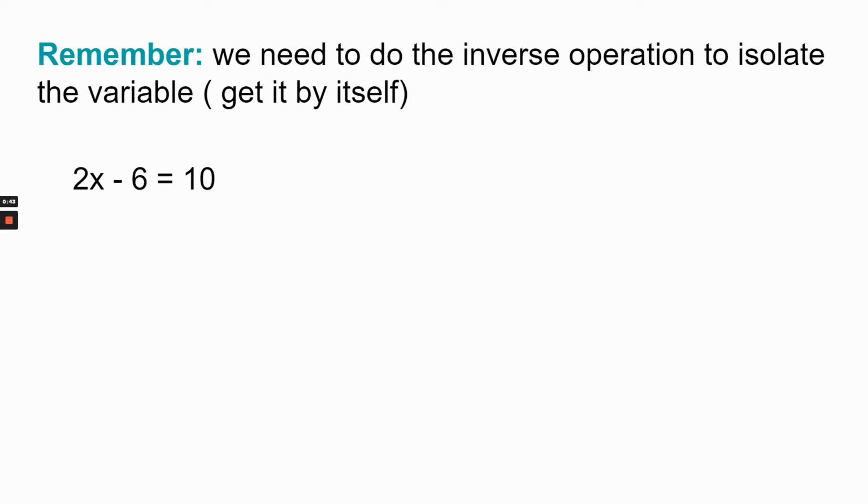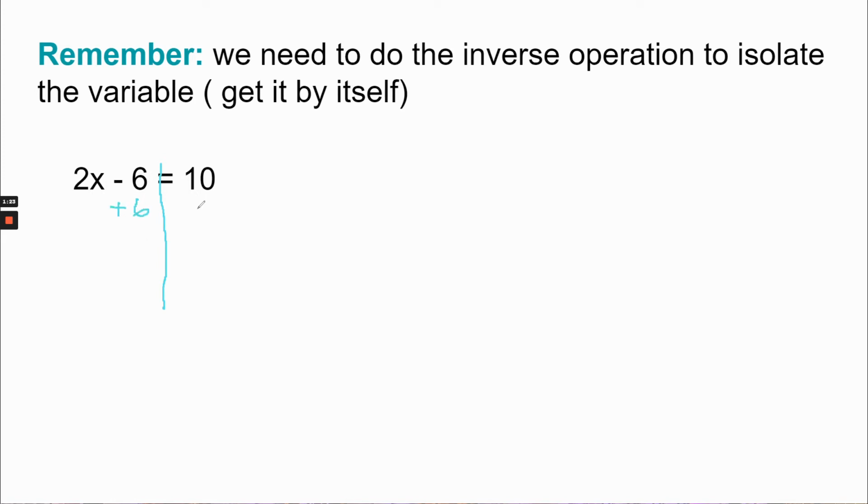Our first example says 2x minus 6 equals 10. When we're doing two-step equations, we always want to do addition or subtraction first. The reason is, if you divide, you have to divide by everything. So we want to make that as easy as possible by doing addition or subtraction first. So we have 2x minus 6. The opposite of subtracting 6 would be adding 6. So we're going to do that to both sides.